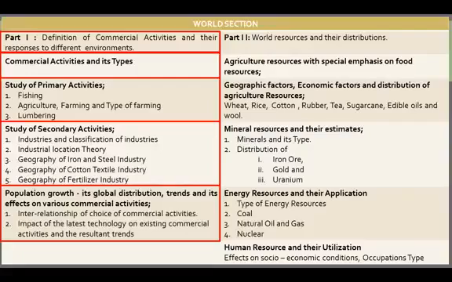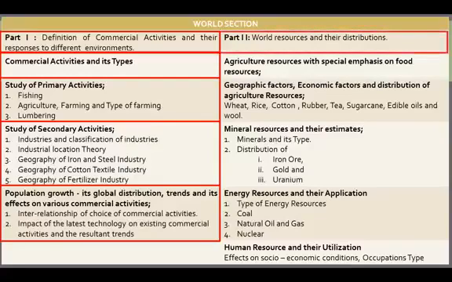Here we learn about the interrelationship of choices of commercial activities, because those who live in the tropical region and those who live in the Antarctic region have different climatic conditions and different physiographic characteristics. So the choice of activities also depends on the area location, temperature, and environment, whether it is a biotic or abiotic environment. Then the impact of the latest technology on existing commercial activities and the resultant trends.